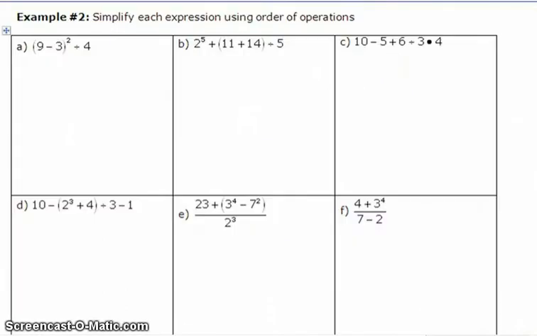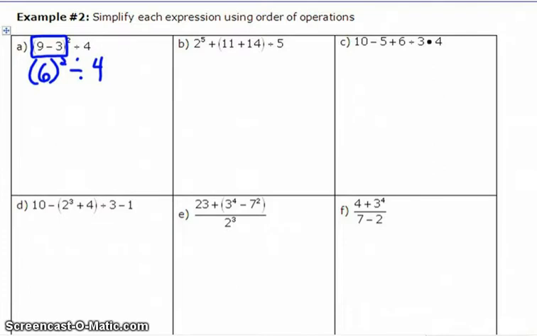So let's try a couple. If you look at A, I have 9 divided by 4. My first step for order of operations is always parentheses. I have parentheses, and inside my parentheses is 9 minus 3. So I do that first. 9 minus 3 is 6. Now, the 6, there's nothing else I can do to it. There's no other operations inside the parentheses. So I'm done with that.